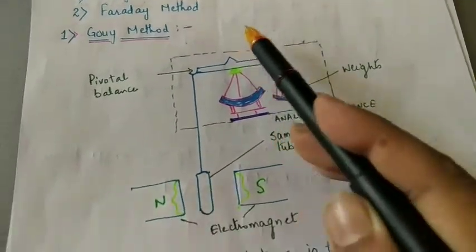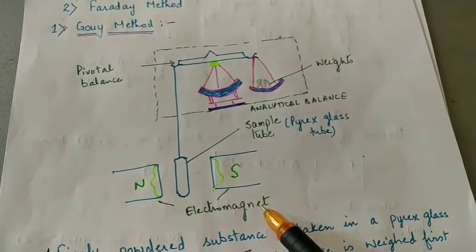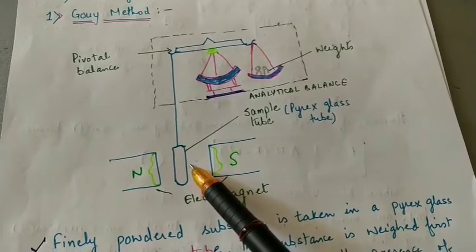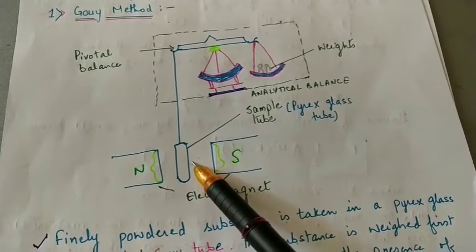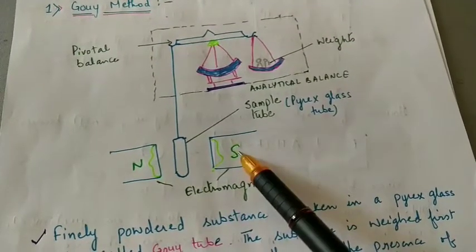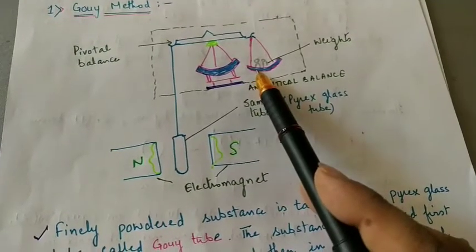Gouy method uses a simple device and it is used to measure the paramagnetism. Here, this is a sample tube. It is made up of Pyrex, so it is also called a Pyrex glass tube or Gouy tube. These are the electromagnets for creating the magnetic field. This is a balance to weigh.